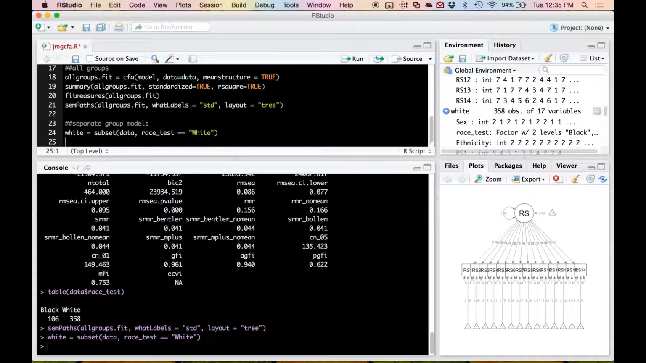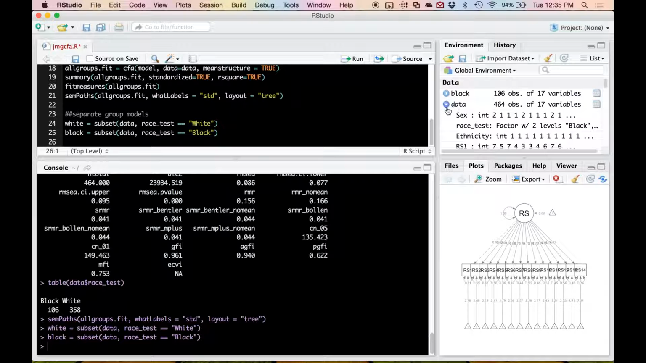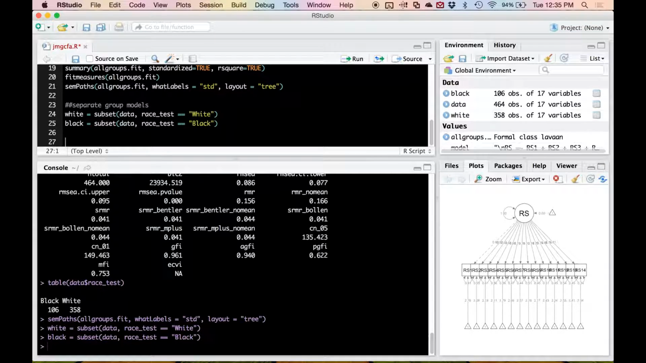Always check, because if your subset doesn't work, you may run your next models on the entire data set again. Okay? So let's make a black data set. And it should have 100 people. Great. Okay, so we have our two data sets separated out.